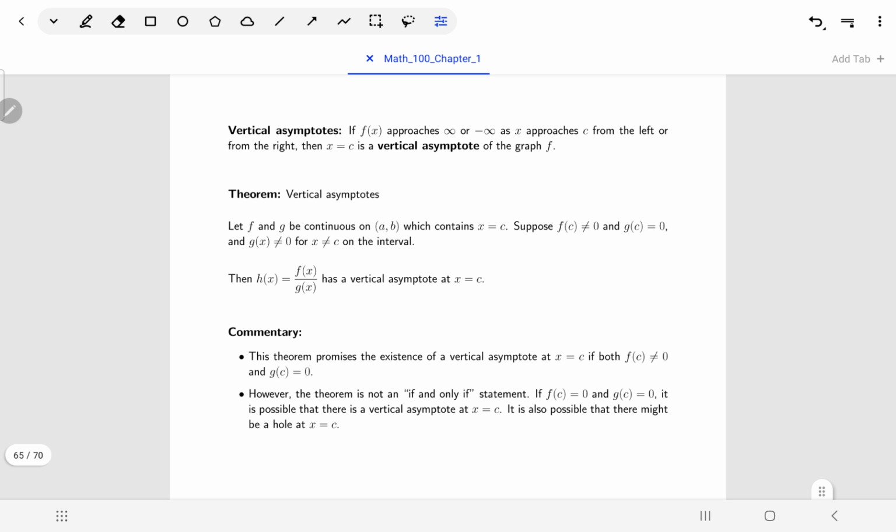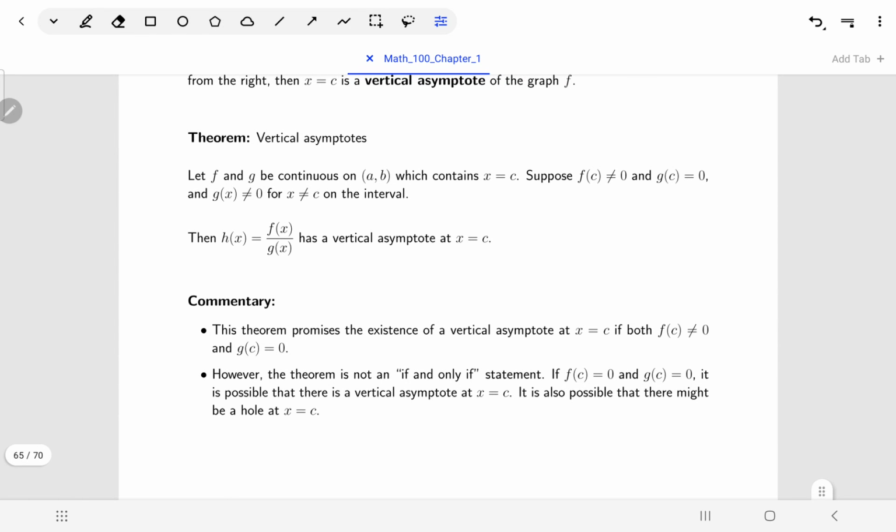So now this theorem promises us that if the numerator is not 0 and the denominator is 0, you do have a vertical asymptote, but that's not an if and only if statement. So having a vertical asymptote doesn't mean you have to have a numerator that's not 0 and denominator that's 0. You can have something where the top and bottom are both 0 and you've got a vertical asymptote.